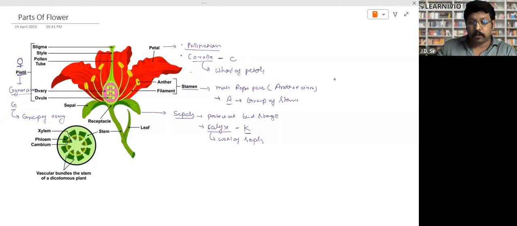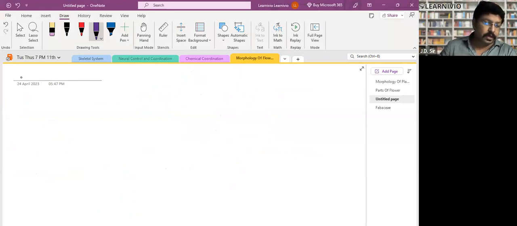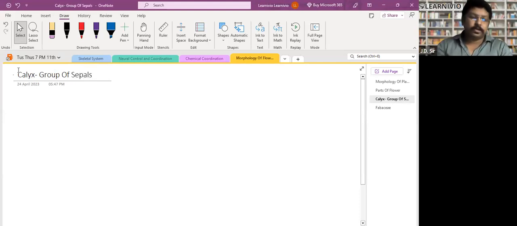So first we'll talk about the parts of flower. First we talk about the first word, that is the calyx, or group of sepals, right? So calyx or group of the sepals. Let me tell you.